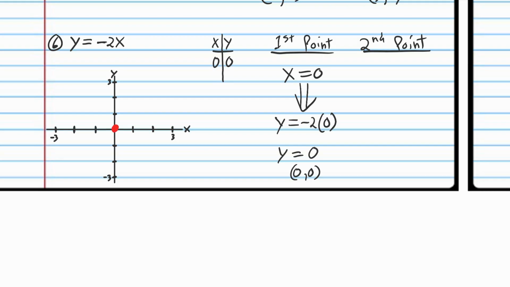All right, now I'm going to choose, and by the way, your choices for x may be different than my choices. But as long as the line is still in the same place, then your answer is going to be correct. So now let's choose x equals 1. So then y equals negative 2.